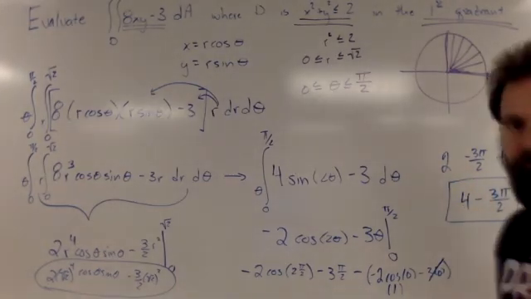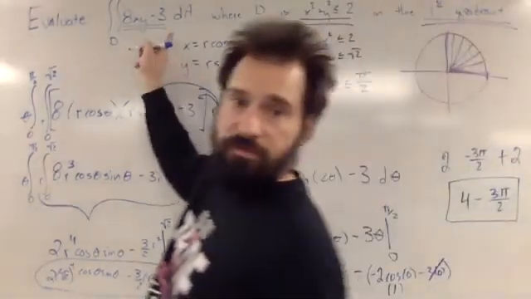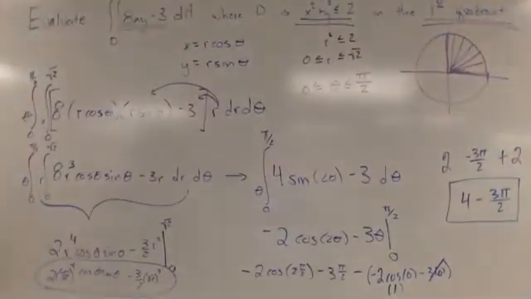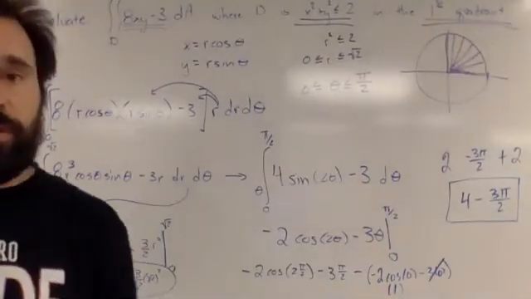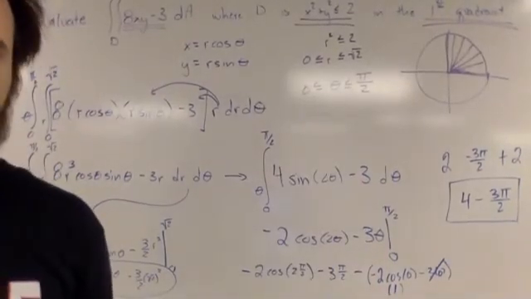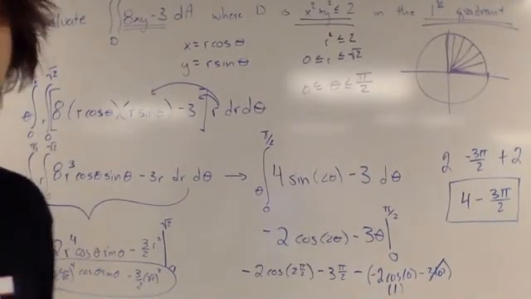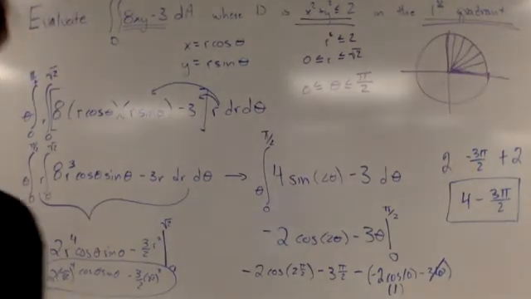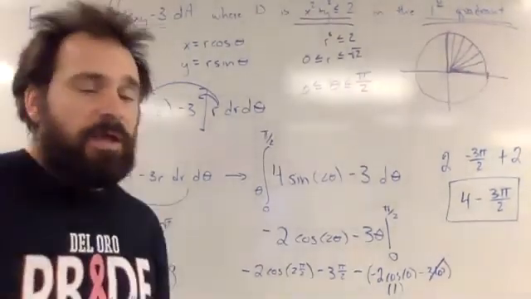That'll be the answer for this function evaluated over the domain, the disk of radius square root of 2 in the first quadrant. I do want to point out there's a couple different ways. This isn't the only way that you can do this.